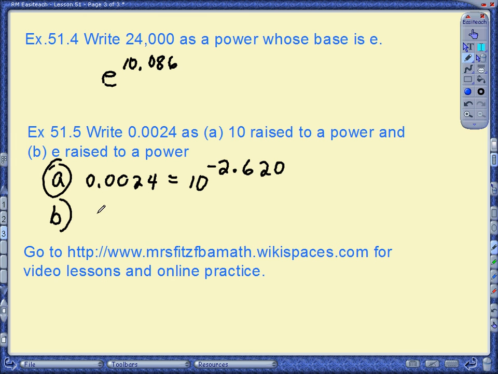And B, 0.0024. Again, we want to use our ln key this time, and we do ln 0.0024, enter, and I get negative 6.032. So we're going to raise that e to the negative 6.032 power. And that concludes lesson 51 on common logs and natural logs.